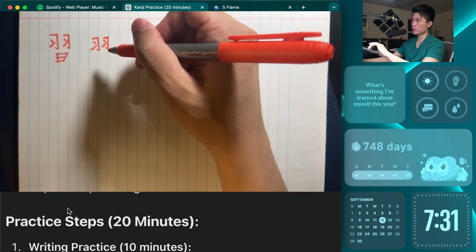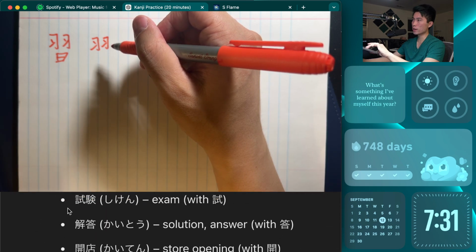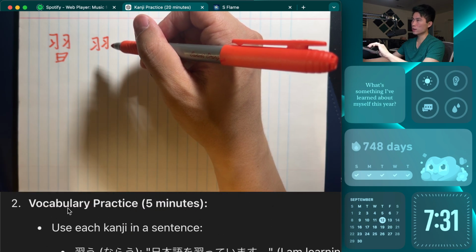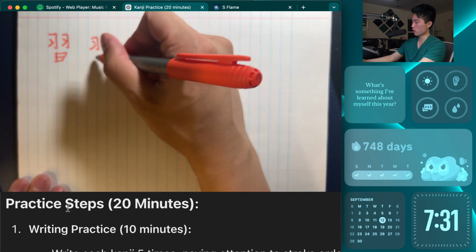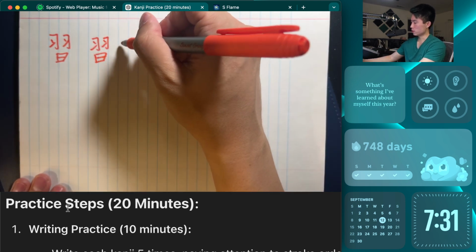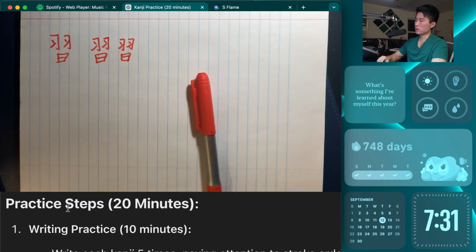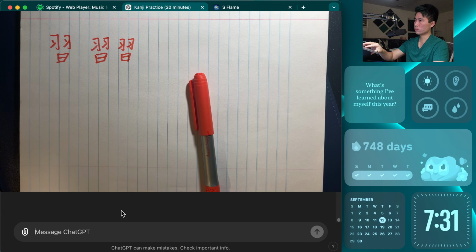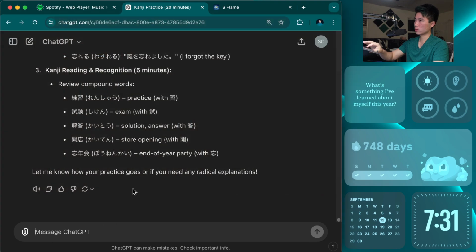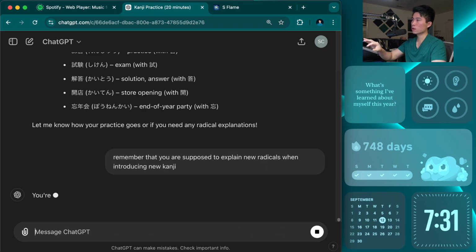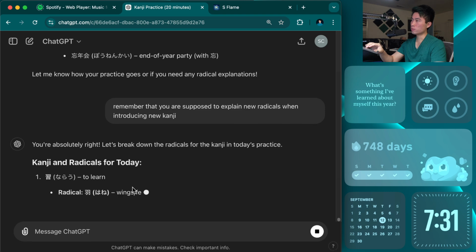Also, while I do this, I wanted to know about the radicals, which I told ChatGPT to always let me know about, to learn the radicals. But let's remind ChatGPT. Remember that you are supposed to explain new radicals when introducing new kanji. You're absolutely right. Let's break it down.